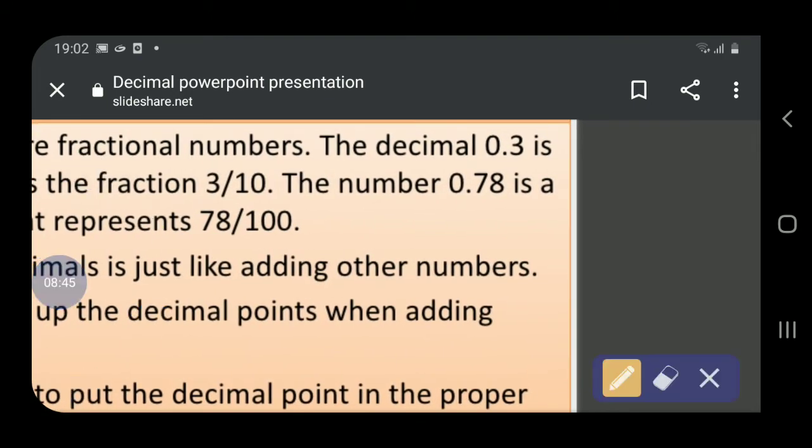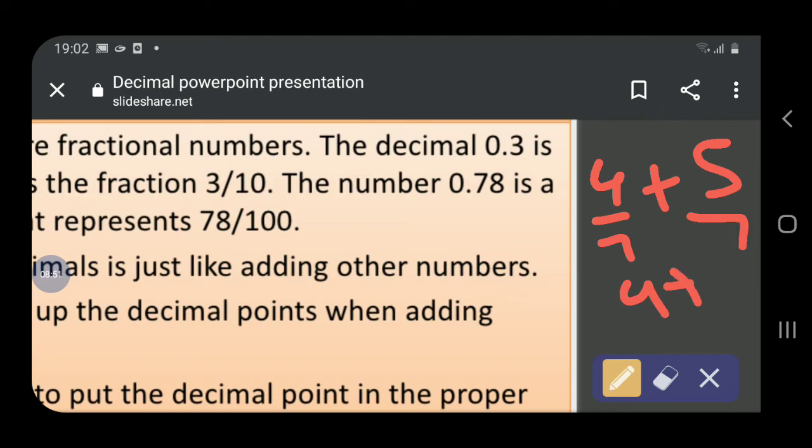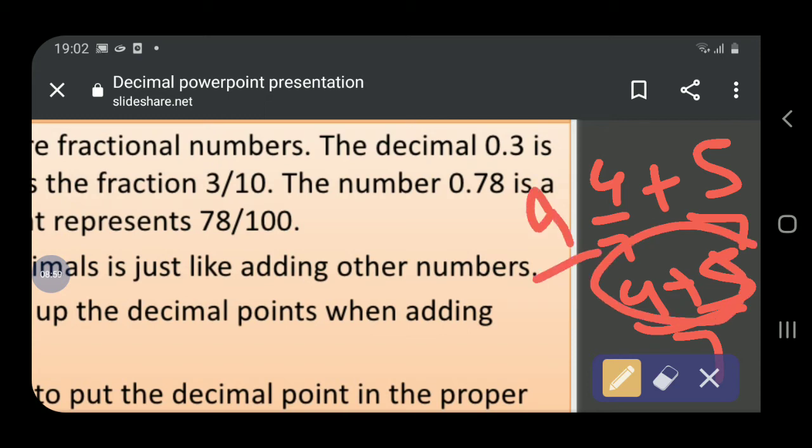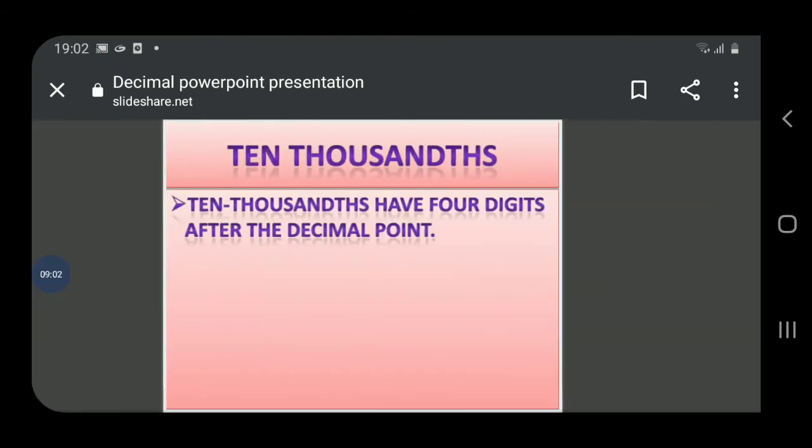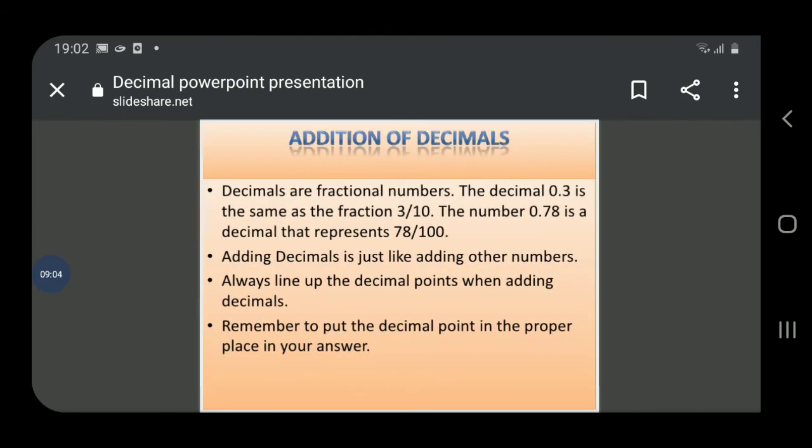Yeah, here I will be showing you. Like we have 4 by 7 plus 5 by 7. What we do? 4 plus 5 by 7. We create 7 as a common denominator to indicate that as 9 by 7. Now, addition of decimals is not the same, but kind of the same.